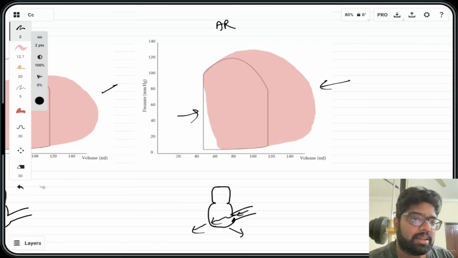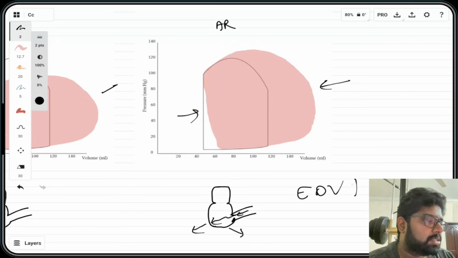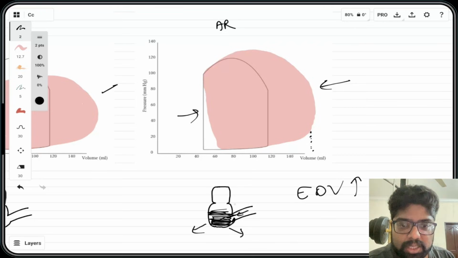So what will this result in? During diastole, more blood will be ending up inside the ventricle. So what will happen to end diastolic volume? It will increase, which is what you see here. The end diastolic volume is somewhere around here, right? Now what happens when end diastolic volume increases? There is going to be more blood inside the ventricle at the end of diastole, more preload, so the ventricle will have to pump much harder to eject that blood.